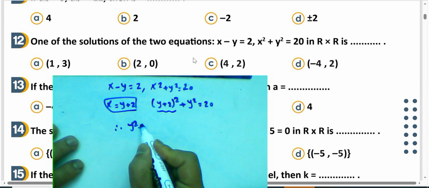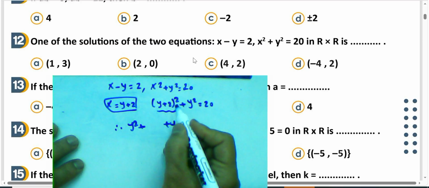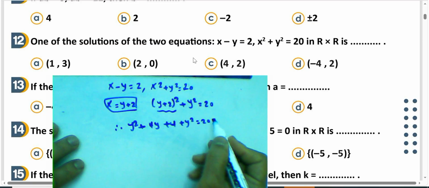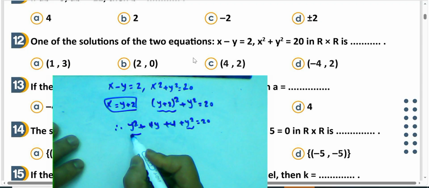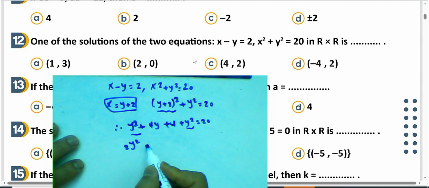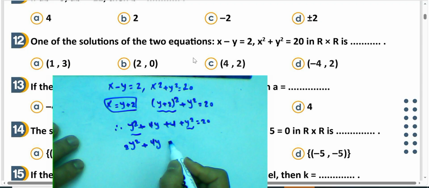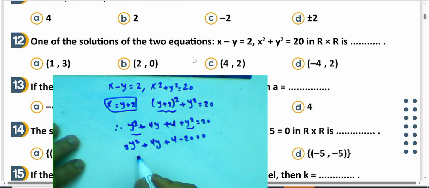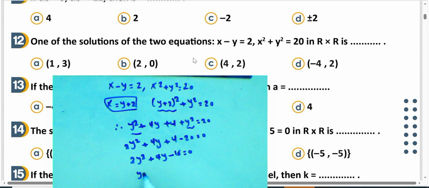We write y power 2 and 4, and in the middle 2 times y times 2, which is 4y, plus y power 2 equals 20. Next, we add the similar terms. We have 2y power 2 plus 4y plus 4, subtract 20, equals 0. Then we write 2y power 2 plus 4y minus 16 equals 0. Next step, we divide by 2. Then y power 2 plus 2y minus 8 equals 0.